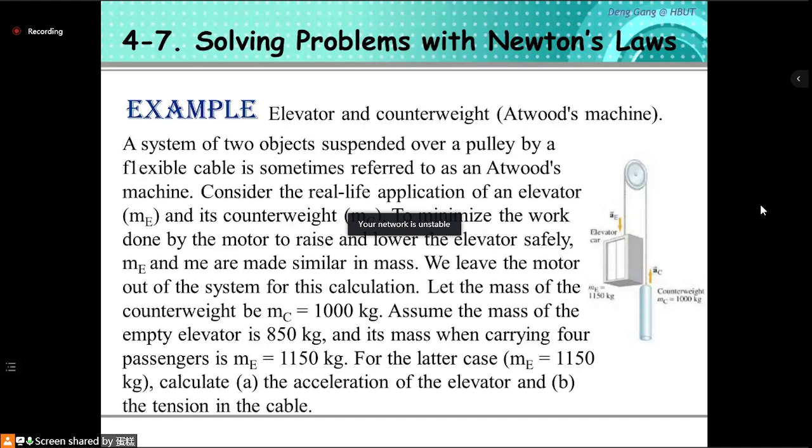We need to build a simple model. Just like here, an elevator, we can treat it as a mass point, a particle, and the counterweight also as a particle, 2 particles. And we have ignored the mass of the pulley, so we don't need to consider this part. So only 2 objects, this one and this one. And we need to analyze or find out the forces on these 2 objects. So let's see here.